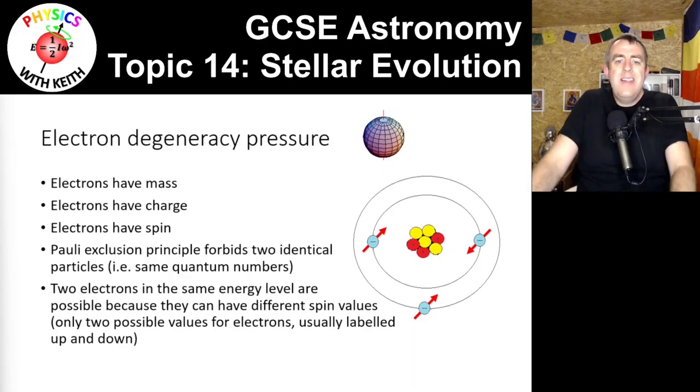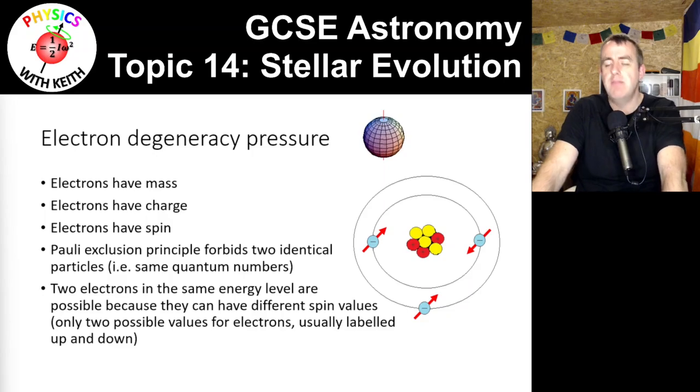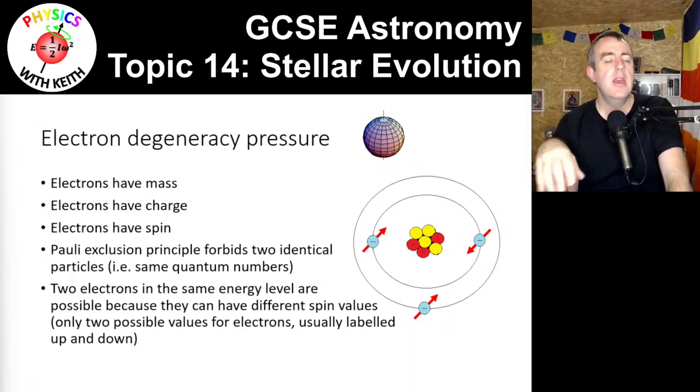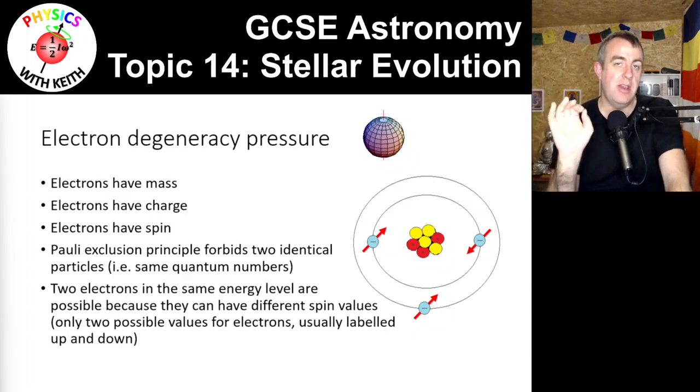So electrons have a property called spin. They have mass, yes, they have charge, yes, they also have spin. Now, do not confuse spin with what this top picture shows, this spinning ball. We're talking about quantum spin. It's an entirely different thing. It's related to the magnetic moment, the magnetic field around electrons.